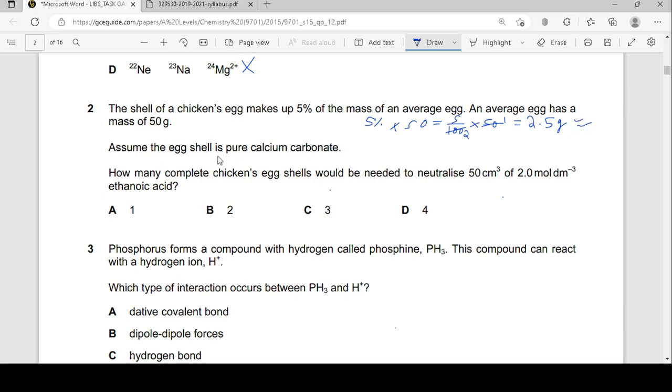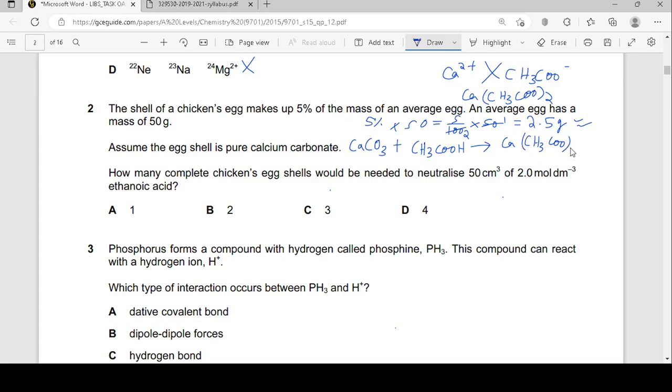Now, assume that the eggshell is pure calcium carbonate, CaCO3. How many complete chicken's eggshells would be needed to neutralize 50 cubic centimeters of 2 mole per cubic decimeter ethanoic acid? Let's write down the equation. CaCO3 plus ethanoic acid, CH3COOH, yields Ca(CH3COO)2, because Ca is a group 2 ion with a 2 plus charge and the CH3COO minus ion has a negative charge. Remember this is IGCSE, from the equation, the product we will get is Ca(CH3COO)2, the salt.